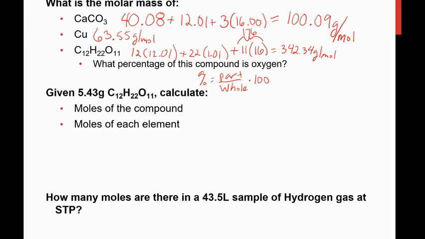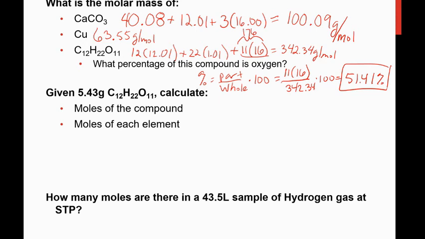So if you look at that, your part of oxygen is this 11 times 16. So we have 11 times 16, which we know is 176, divided by the whole, which is the whole mass, times 100. This is called percent composition. So 176 divided by 342.34, times 100, is going to end up giving you 51.41% of the mass is oxygen.